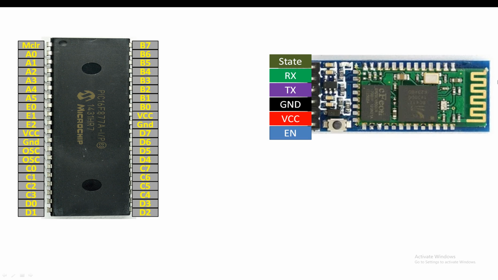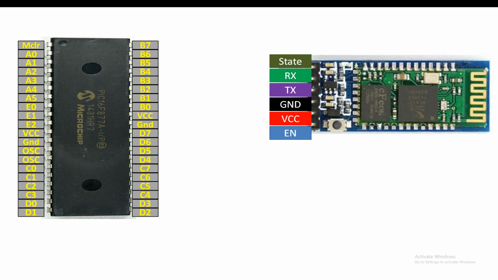So guys, let's do the connections. First of all, let me explain this enable pin. Whenever you are using the module in the data mode, just leave it floating. Don't do anything to it. Leave it open. Just don't connect it to anything. It means your module is working in the data mode. That is the normal operating mode.